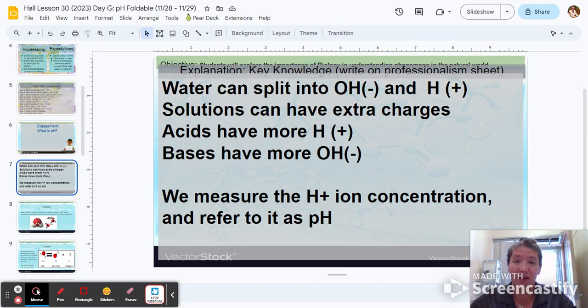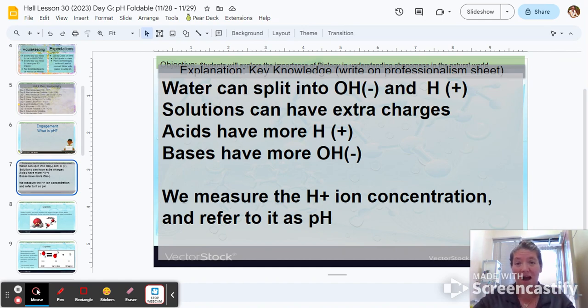Now, other liquids can have different quantities, right? It's not always even. When something is an acid, it means it has more positive charges. It has more H pluses floating around. When we have a base, we have more OH minuses. There's more of a negative charge.